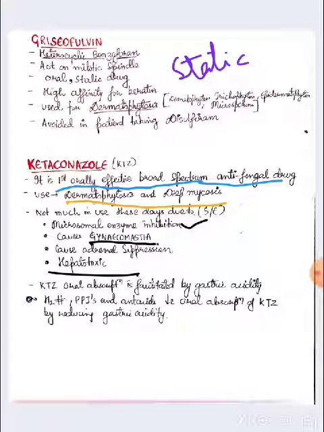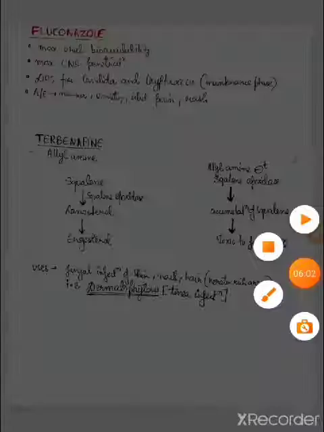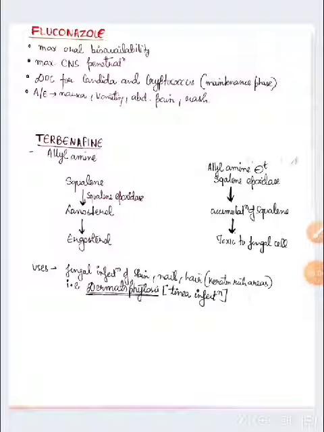Ketoconazole oral absorption is facilitated by gastric acidity. So, when we give H2 blockers, proton pump inhibitors, and antacids, which decrease the gastric acidity, they also decrease the oral absorption of ketoconazole. Now, fluconazole: maximum oral bioavailability, maximum CNS penetration, drug of choice for Candida and Cryptococcus in their maintenance phase. Adverse effects of fluconazole are nausea, vomiting, abdominal pain, and rash.